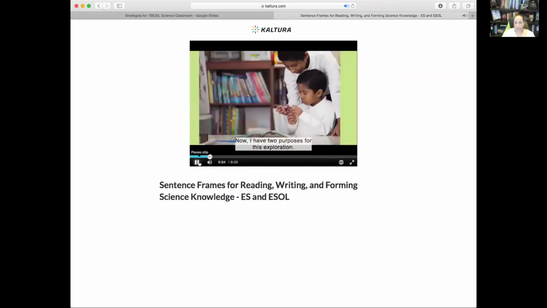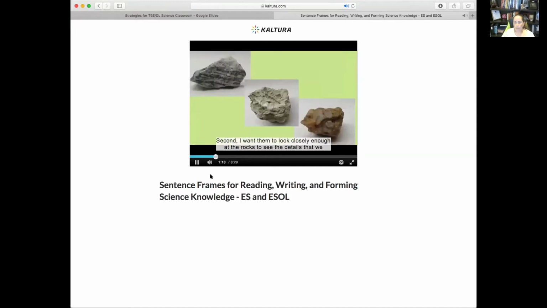Now, I have two purposes for this exploration. I want to make sure that every student sees a variety of rocks. Some students don't have a lot of experience with rock. They may have seen gravel and not much else. So in order to understand rock classification, they have to have a bunch of mental images of rocks to work with. Second, I want them to look closely enough at the rocks to see the details that we'll be talking about later.